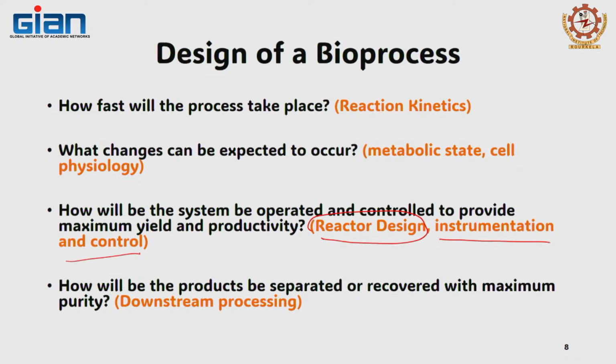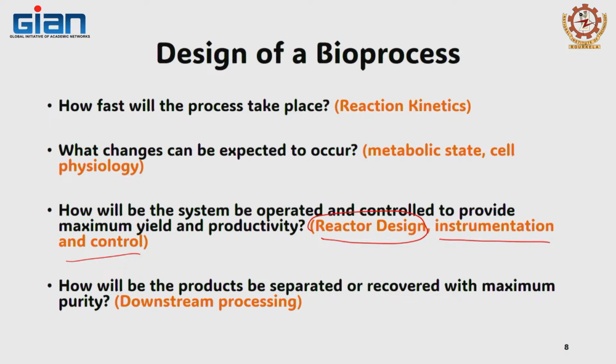So, what would be the temperature profile, what would be the pH profile, how much oxygen is going to be purged, what would be the speed of the impeller within the bioreactor, all that has to be controlled. That comes under the topic of process control and instrumentation design. If you are looking into chemical engineering, that would be process control and instrumentation design. So, the other aspect of the design of a bioprocess would be how the products will be separated or recovered with maximum purity. So, the downstream processing.